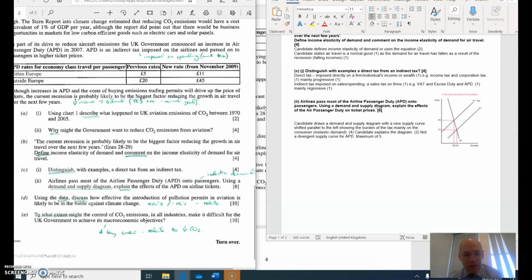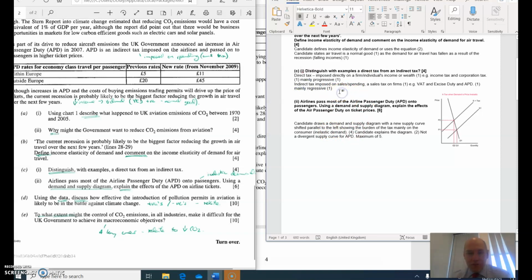In terms of question C, part 1, distinguish with examples a direct tax from an indirect tax. You guys absolutely should be able to do things like that now. So a direct tax is imposed directly on a firm or individual. So income tax on an individual or national insurance, corporation tax on a firm. We can mention these are mainly progressive. Indirect taxes are on sales or spending, so excise duty, VAT, APD. So nice and easy, and those are mainly regressive.